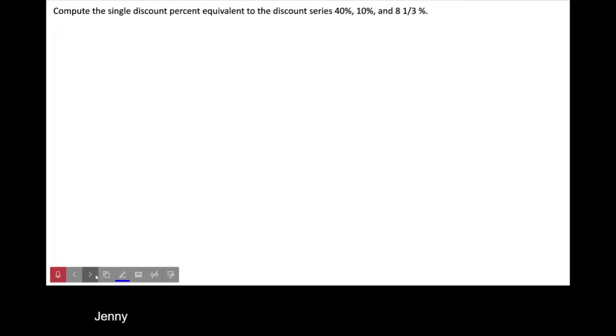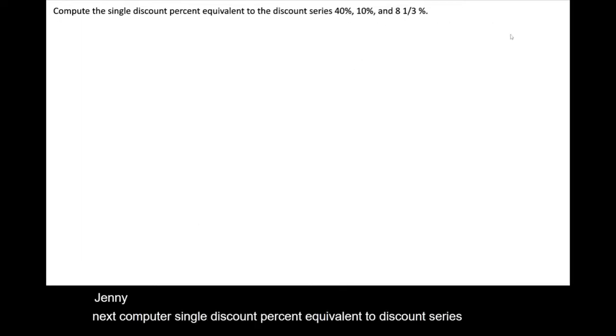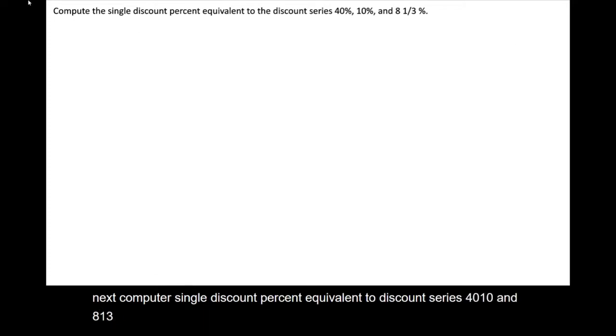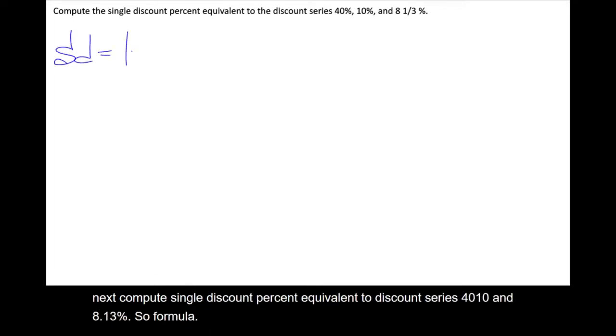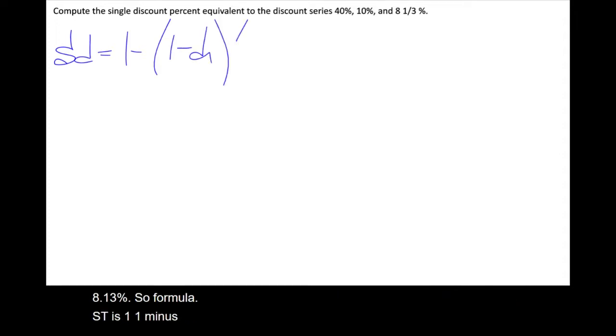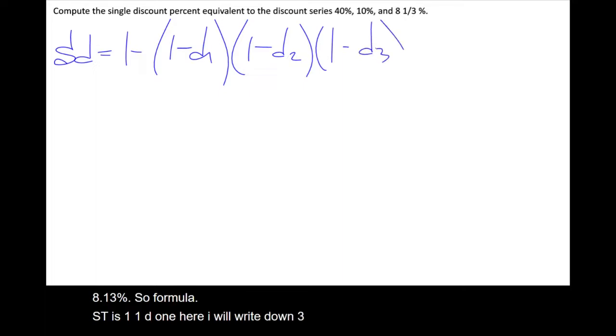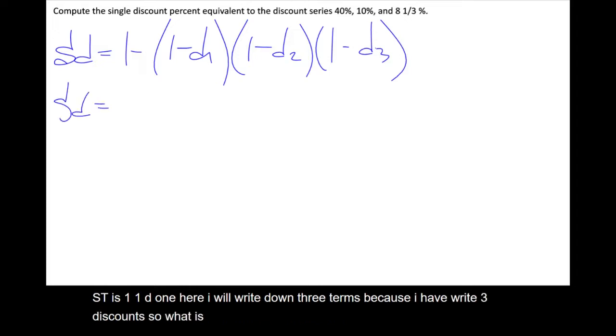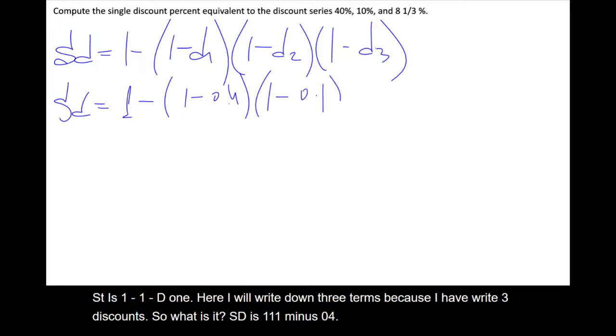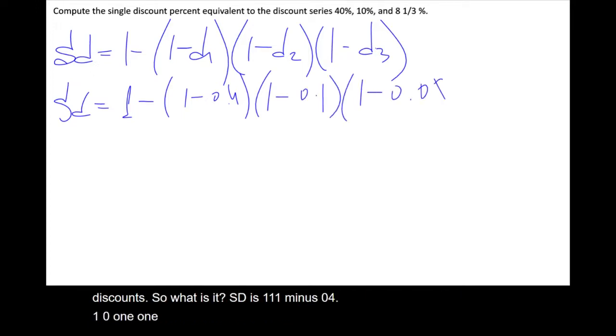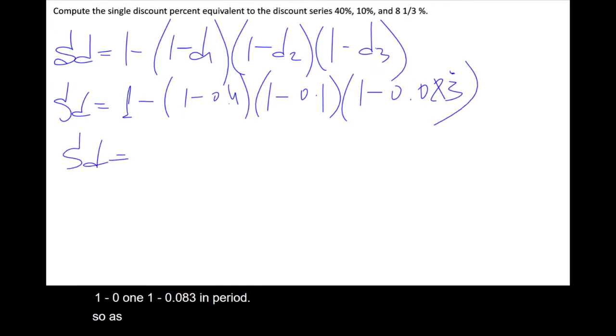Okay. Next, compute single discount percent equivalent to discount series 40, 10, 8.13%. So formula SD is 1 minus (1 minus D1)... Here I will write down 3 terms because I have, right, 3 discounts. So SD is (1 minus 0.4)(1 minus 0.1)(1 minus 0.083 in period). So SD, let's calculate.